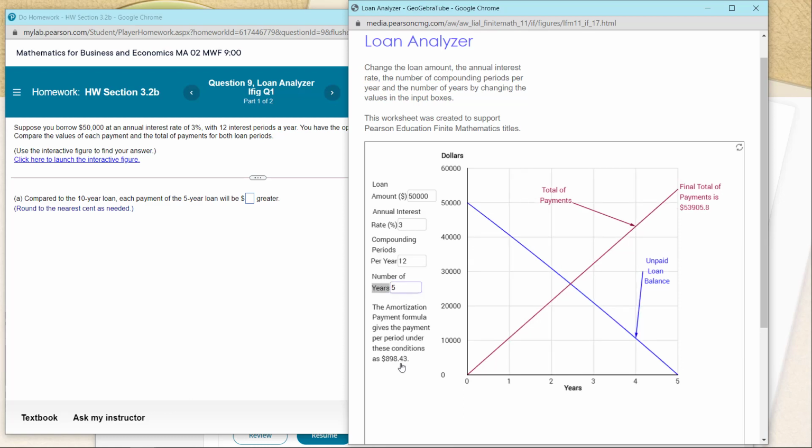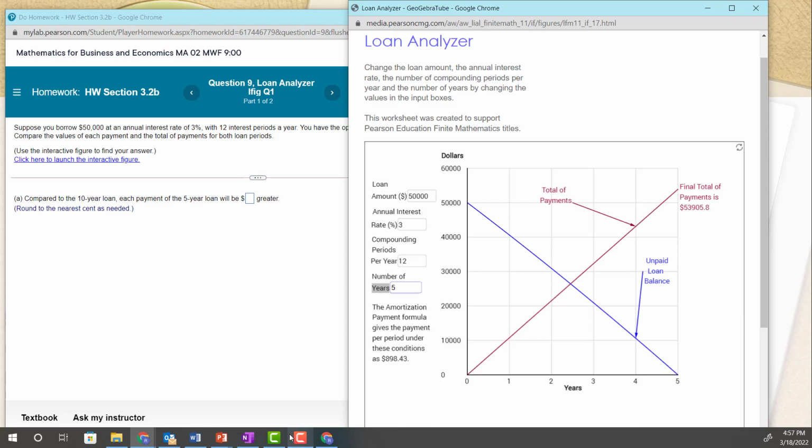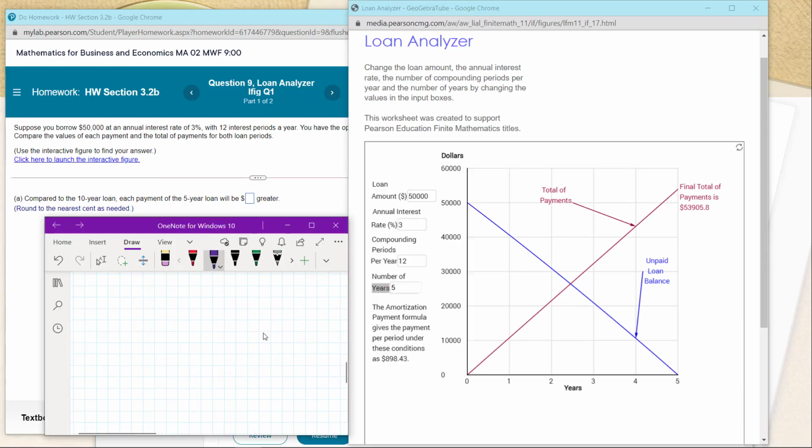Okay, and this down here is our payment. Our payment is going to be $898.43. We should probably write that down somewhere. So for the 5-year loan, our payment is going to be $898.43.